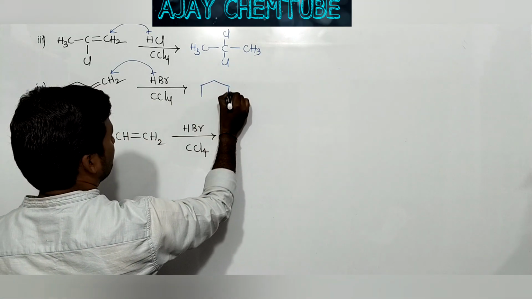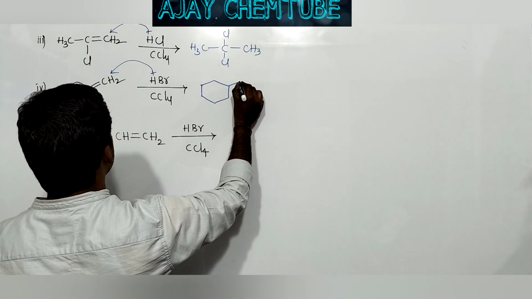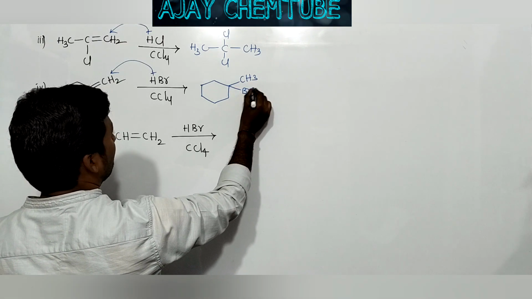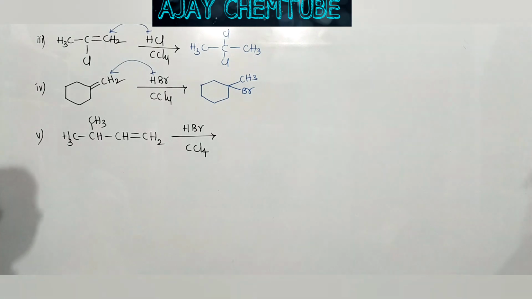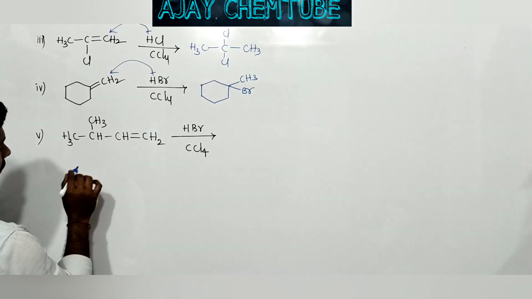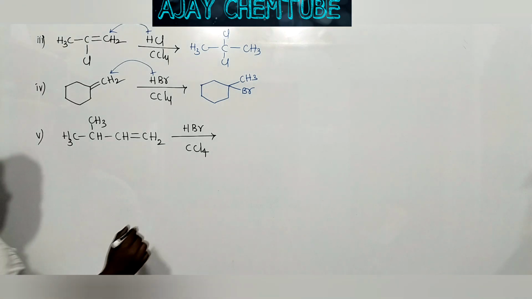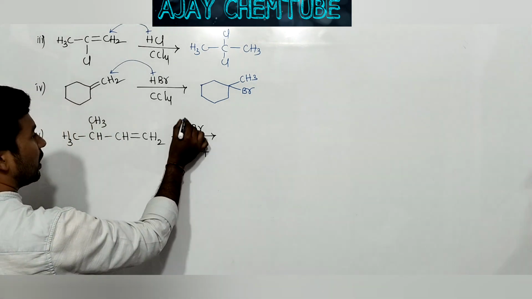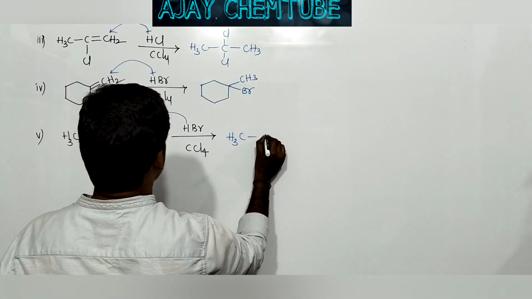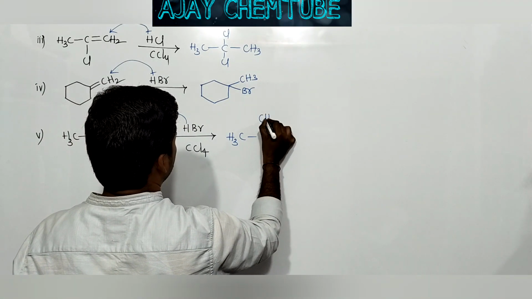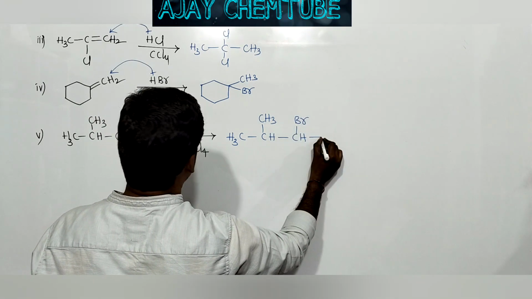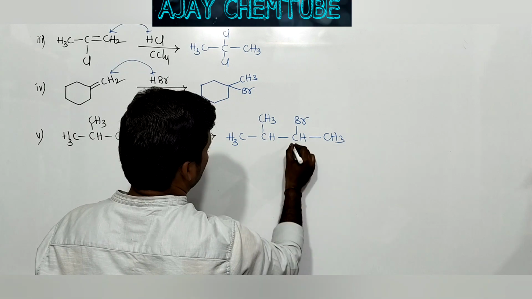Here the positive part is attached here, then to this part bromine is attached. So the product will be CH3, and this is Br. Already we have written this in the last example where HI, here HBr. That is the difference. For this reaction, H plus is added here, bromine added here. If you write it like this, CH3, and bromine added here, this becomes Br and this becomes CH3, but this product is wrong.